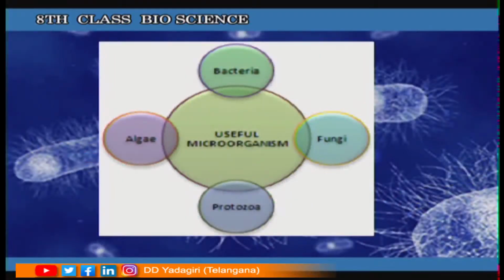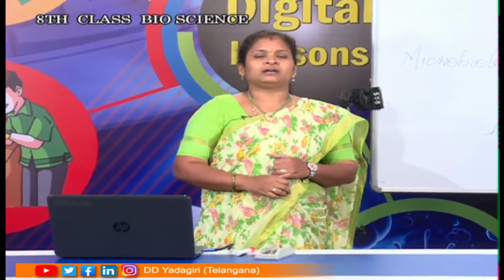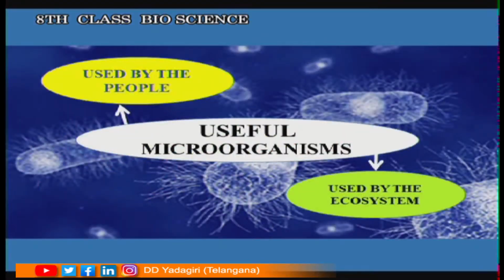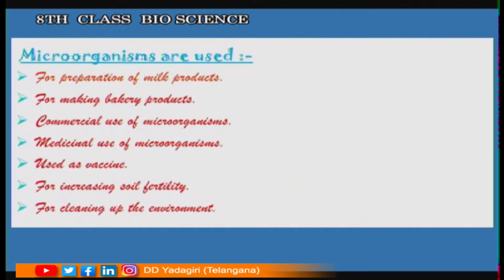Useful microorganisms can be from algae, from protozoans, from bacteria and even fungi. So, microorganisms which are useful to us are of different types. Now, let us talk about useful microorganisms. Children, how do people use these microorganisms? Let us see the different uses of microorganisms. They are used for preparation of milk products, for making bakery products, for commercial use, and for medicinal use, as vaccines. They also increase soil fertility, so they are used as fertilizers, and for the cleaning of the environment.